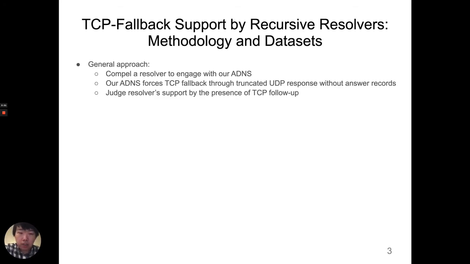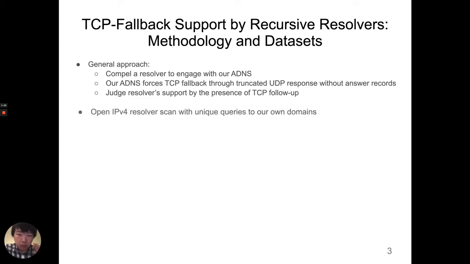So let's look at the TCP fallback support by recursive resolvers. Later, I'll just use resolver, which is equivalent to recursive resolver or recursor. So the general approach is that we want to measure as many resolvers as possible. We want to force the resolvers to talk to our ADNS through TCP. So what we did is our ADNS sent truncated UDP responses to the resolvers, and those responses have no resource records set up. Therefore, if the resolvers want to complete the resolutions successfully, they have to fall back to TCP protocol.